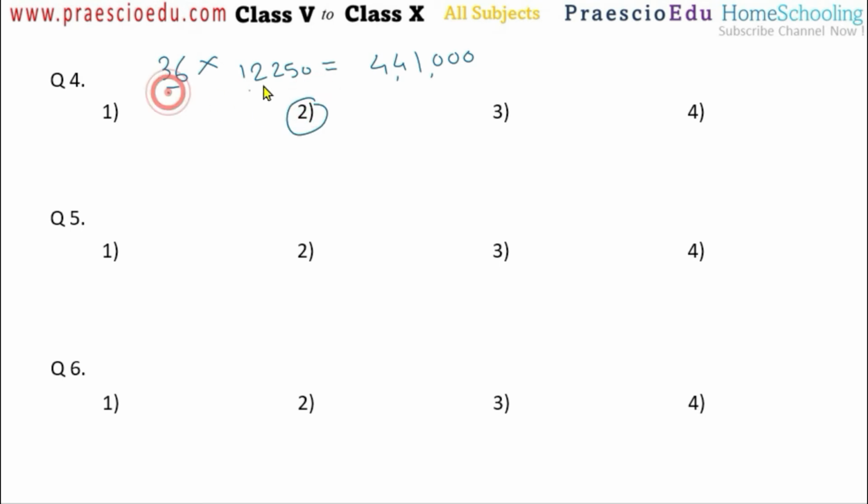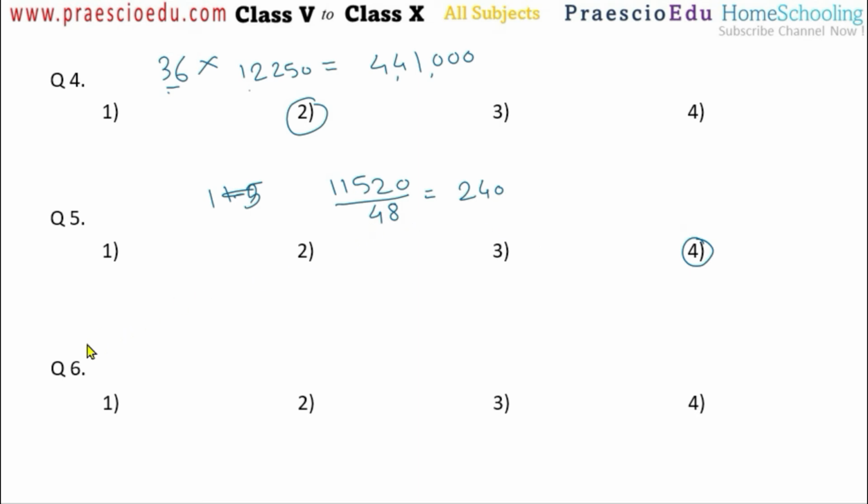So simple here, just multiplication of these two numbers. Now question number 5. A box can contain 48 vials, small glass bottles. How many such boxes are needed to pack 11,520 vials? One container takes 48, and the total vials are given here, so we divide by 48. After this division you will get 240, and this is given in option number 4.